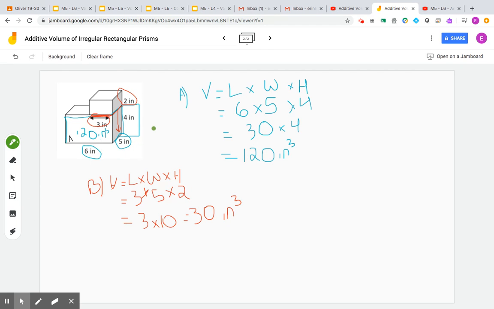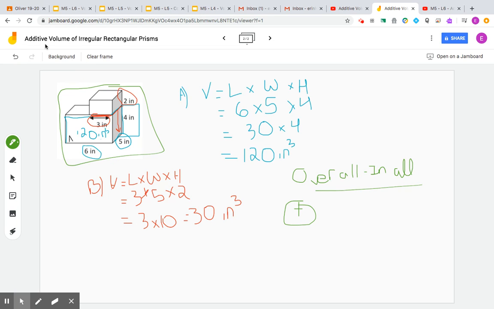Now, I found the volume of this structure, 30, and the volume of this structure, 120. But I want the overall volume. Overall volume. What does the word overall mean? It's similar to another word. It's similar to the word in all. What operation comes to mind when you hear the word in all? Adding. We're looking at the additive property of volume today. So we're adding volumes together.